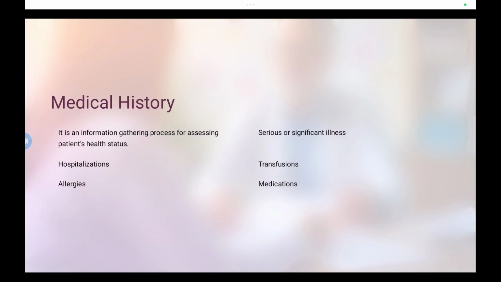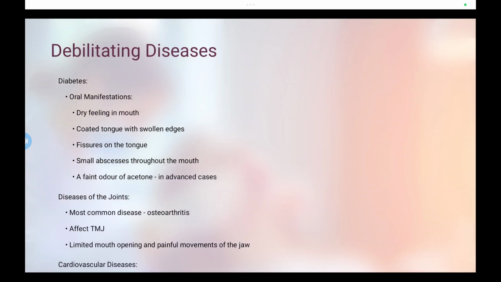Medical history. It is an information gathering process for assessing the patient's health status. Hospitalization, allergies, transfusion, serious or significant illness, medications. Now, debilitating diseases, diabetes. Diabetes has oral manifestations involving dry filling in teeth, coated tongue with swollen edges, fissures on the tongue, small abscesses throughout the mouth, a faint odor of acetone in advanced cases.